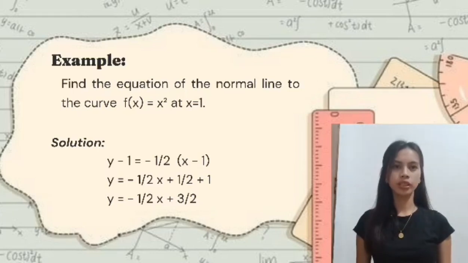And using the point-slope form to find the equation of the normal line, we get y minus 1 is equal to negative 1/2 times x minus 1. Then we get negative 1/2 x plus 1/2, plus 1. We just simply move the 1 to the other side and change the sign from negative to positive. Then we add 1/2 and 1 since they are like terms, and we get y is equal to negative 1/2 x plus 3 over 2.